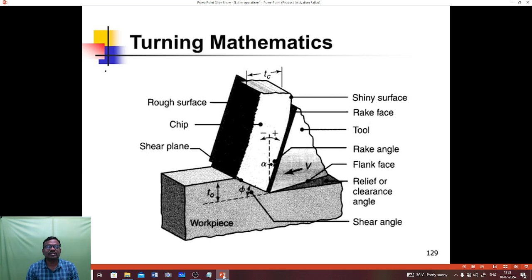Rough surface, shiny surface, rake face, tool, rake angle, flank face, relief or clearance angle, shear angle are shown.